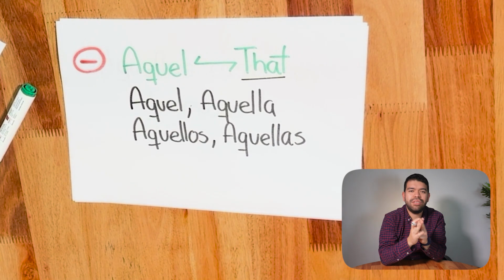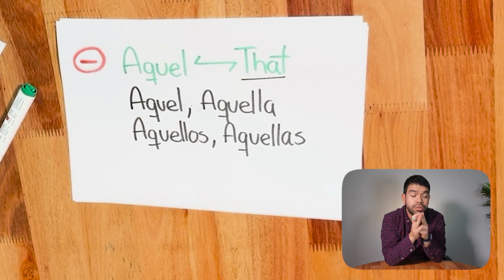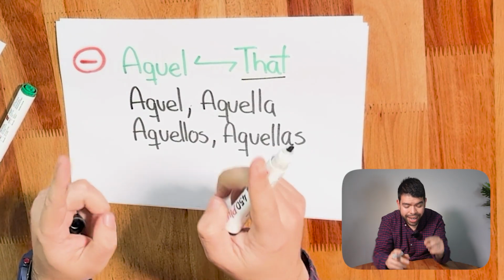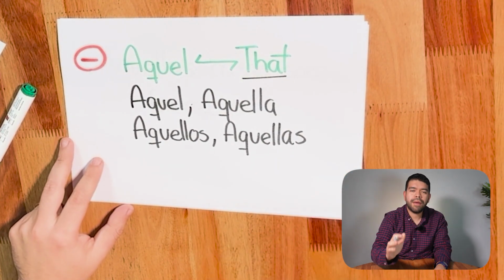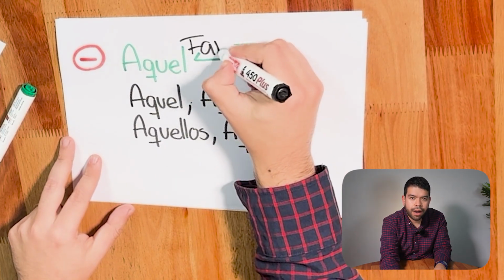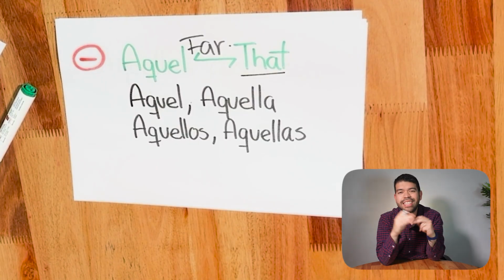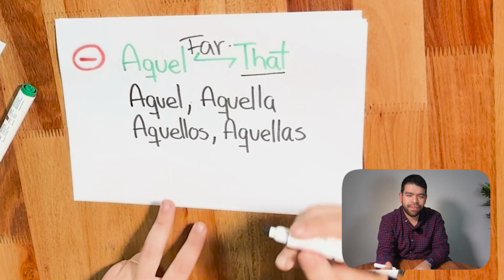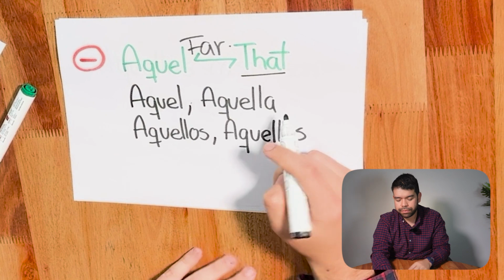We use ese to talk about something that's near, something you can point to, something closer to your listener than to you. Aquel is a little bit different. You will use aquel when you're talking about something that is what? Far. Far away. Farther away. This thing is far away from you. It's not within reach. It's far from you and whoever you're talking to, all right?